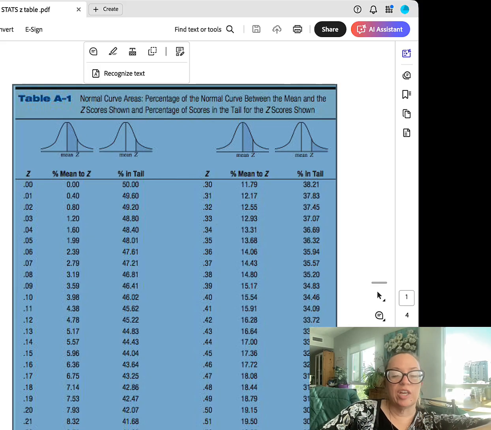It's a mathematical shape. It's incredibly common. Test scores often follow it, heights follow it, weights follow it, IQs follow it. So here's what matters. All normal distributions have the same shape. They're all bell curves, but they can have different centers and different spreads.